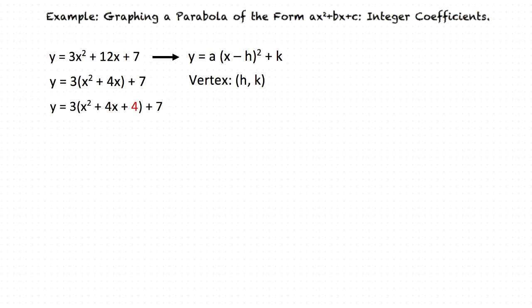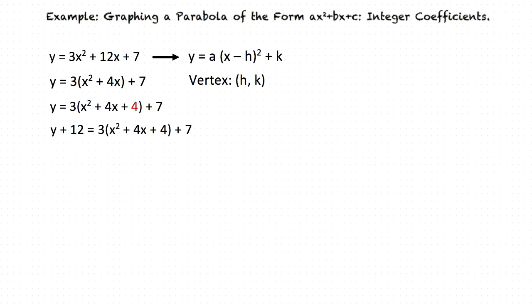Since we factored out 3, you can see that we just added 12 to our original problem. In order to balance out our equation, we also need to add 12 to our left side. This gives us y plus 12 equals 3 times x squared plus 4x plus 4 plus 7.